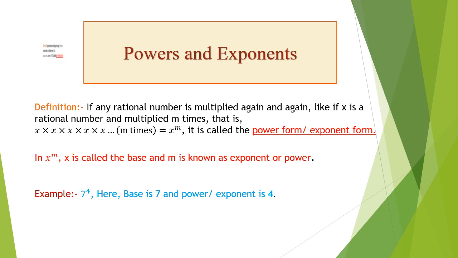Definition says that if any rational number or any number is multiplying again and again, it means it is multiplying repeatedly. Like if x is a rational number and it is multiplying m times, that is x multiply x, m times, then it will be equal to x raised to the power m. It is known as power form or exponent form.